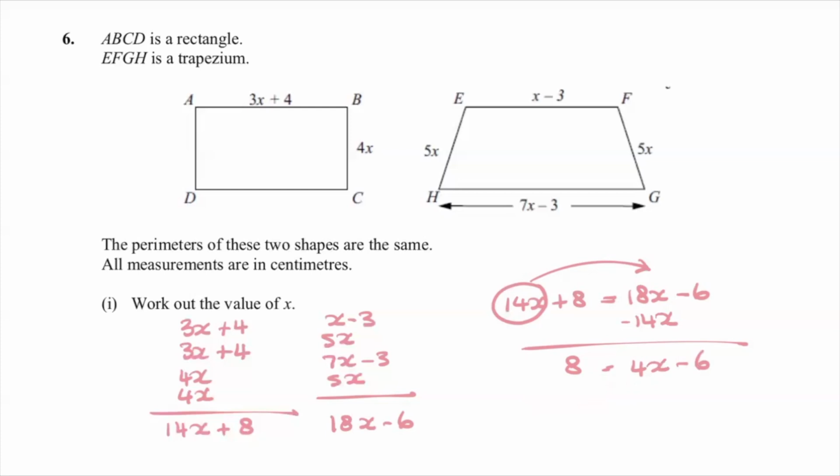I want to get x on its own, so I'm going to add the 6, which is going to give me 14. And then I'm going to divide through by the 4. So x is equal to 3.5.